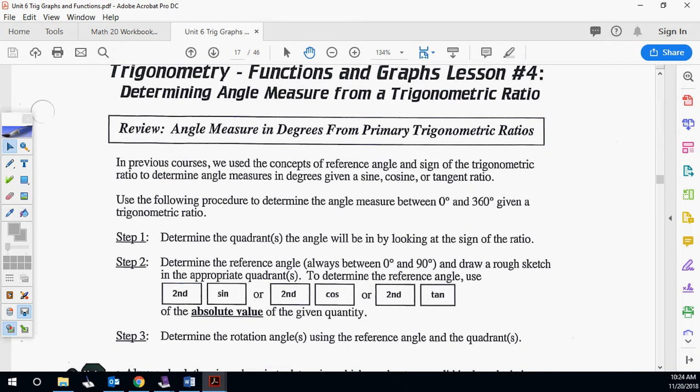Second, determine the reference angle, always between 0 and 90. Draw a rough sketch in the appropriate quadrant, then determine the reference angle using inverse sine, inverse cos, or inverse tan of the absolute value of the given quantity. You essentially take the positive piece, but we know whether we're expecting a negative or positive. This is when you're solving for degree measure. Third, determine the rotation angles using the reference angle and the quadrant you're supposed to be in.